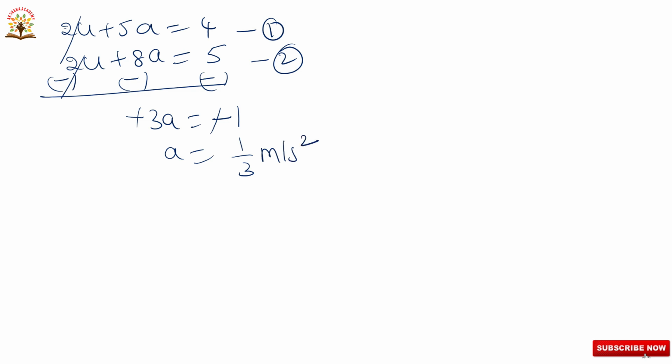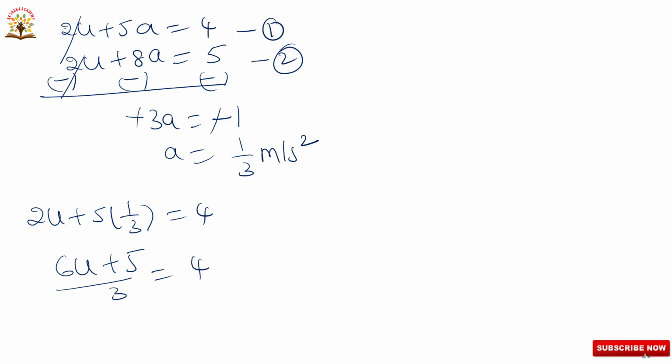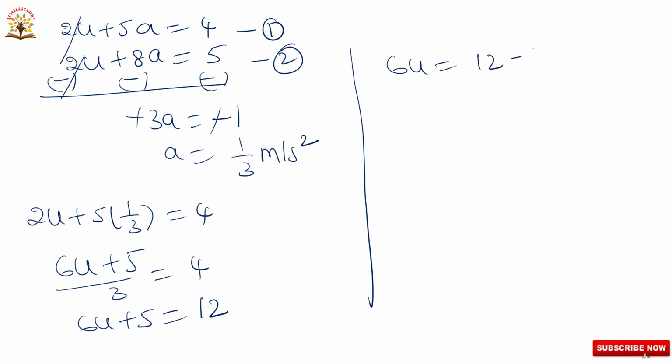Substituting the value of a in any one of the equations. Now we are substituting in the first equation: 2u plus 5 into 1 by 3 is equal to 4. Taking LCM, 6u plus 5 by 3 is equal to 4. So 6u plus 5 is equal to 3 fours are 12. So 6u is equal to 12 minus 5, which is 7. u is equal to 7 by 6 meters per second.